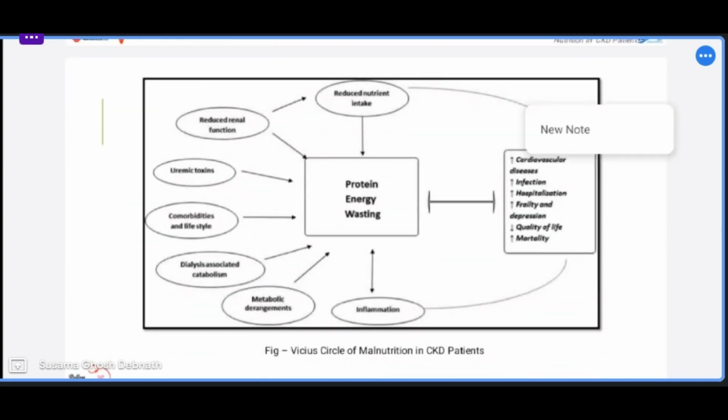So here you can see this flowchart. Protein energy wasting, all like inflammation is in their body as we discussed. Reduction in nutrient intake, reduction in renal function. So uremic toxicity is there in the body, for which patients are getting anorexic.